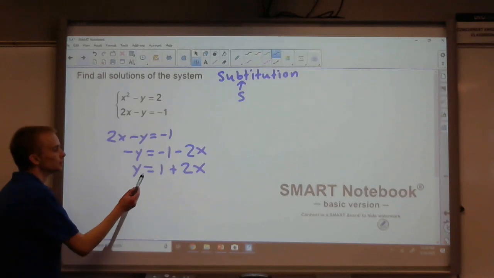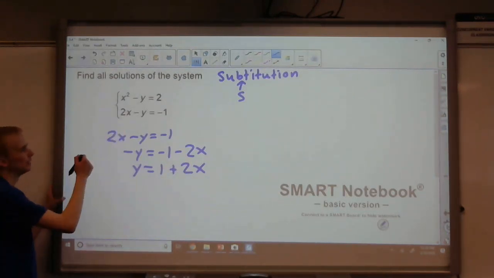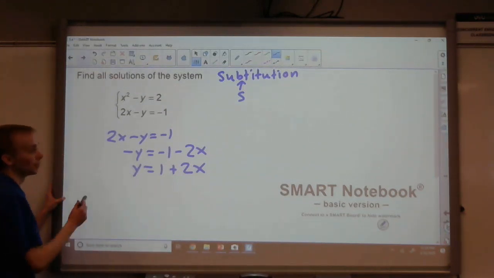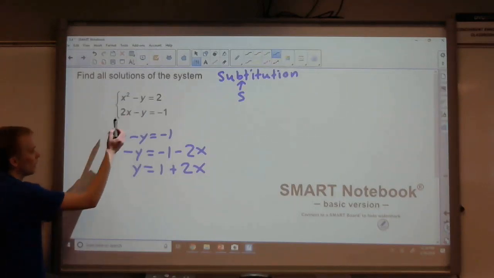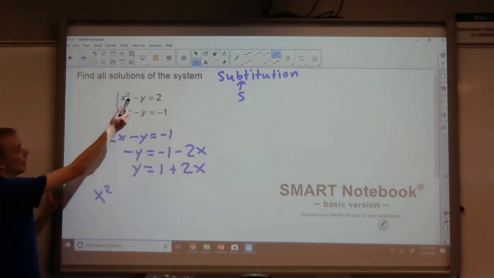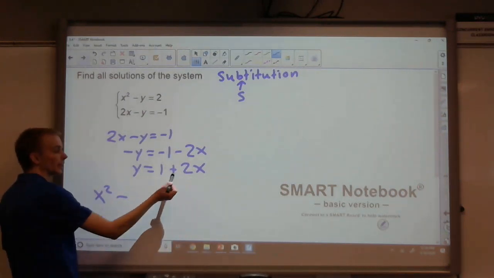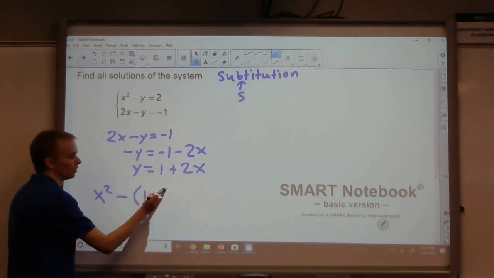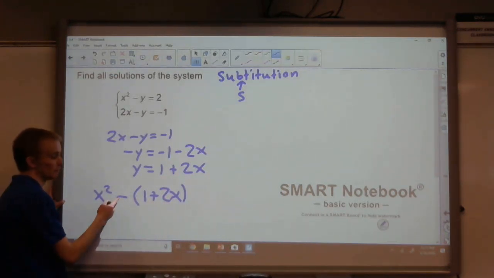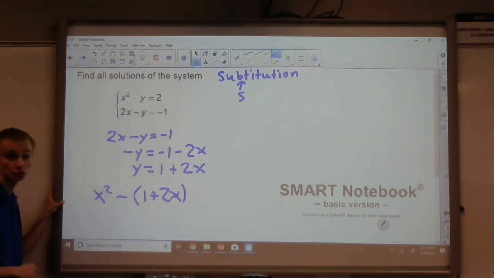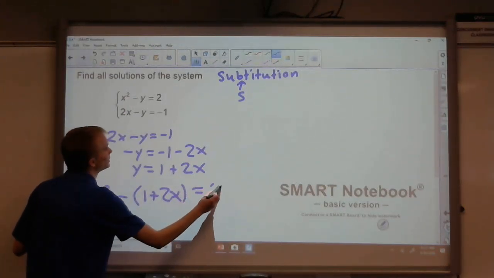Okay. So now what I'm going to do is I'm going to plug that into the other equation for y. So everywhere there's a y, I'm going to put this 1 plus 2x in there. So I've got x squared, right? Minus y. So I'm going to plug in this 1 plus 2x. Be careful to put parentheses, right? Because the minus goes to all of this, not just the one thing, not just to the 1. Okay? And this equals 2.